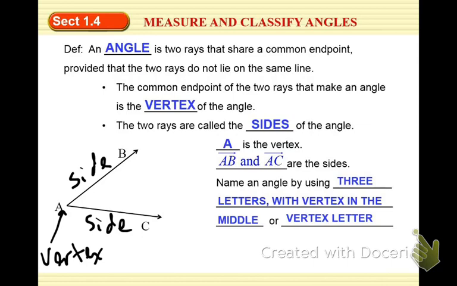Any corner in geometry is called a vertex. Triangles have vertices, so do quadrilaterals. Circles, not so much. Prisms have vertices as well, plural of vertex. But vertex.